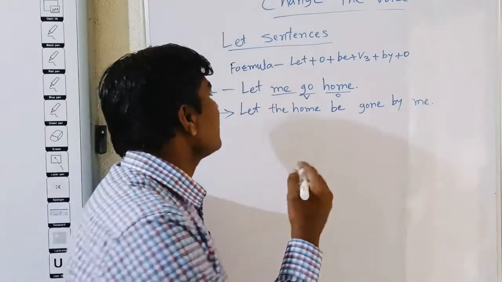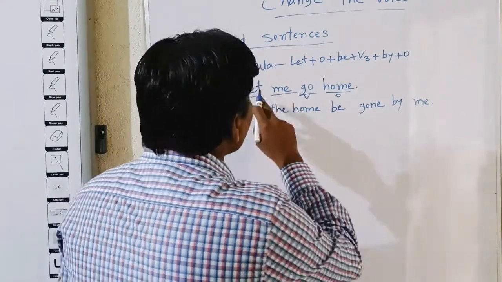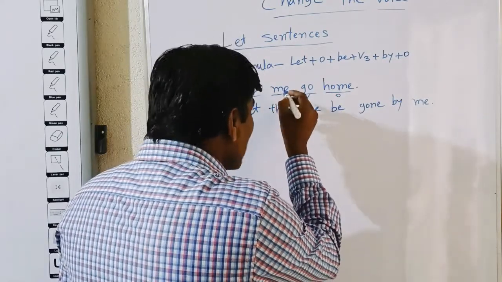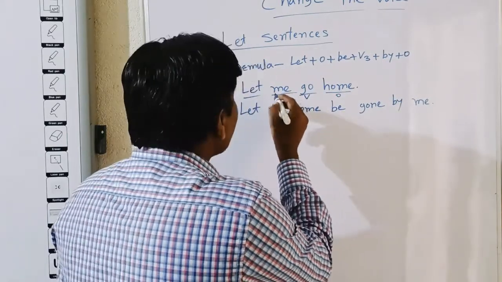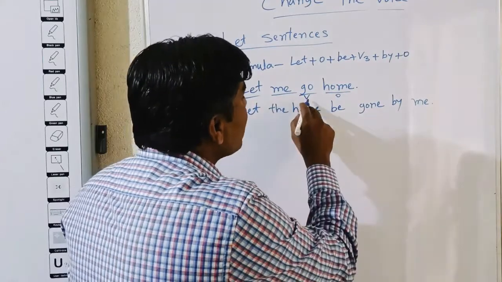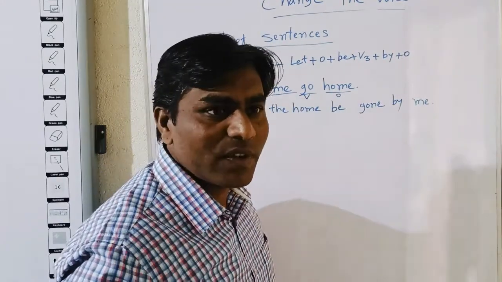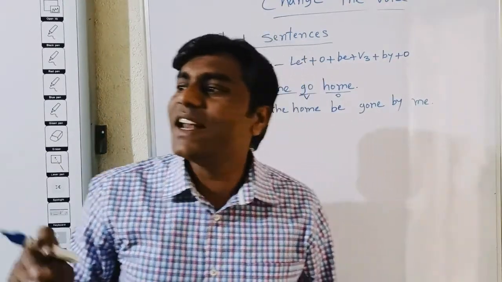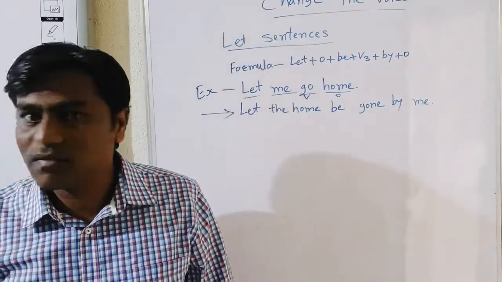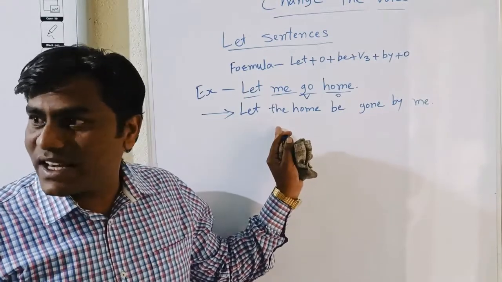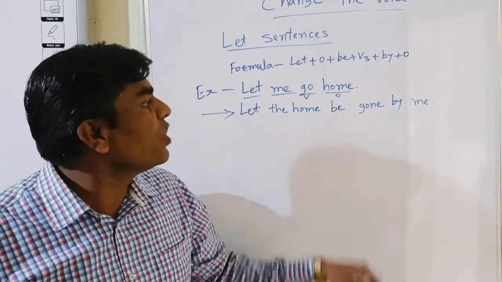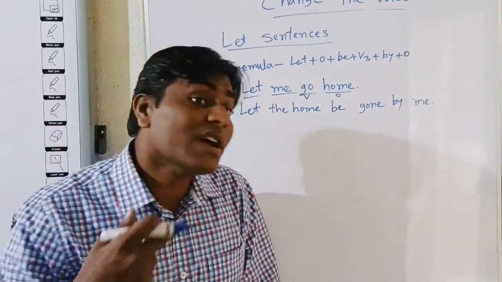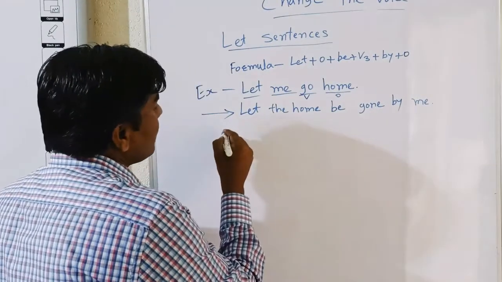Okay. If we see here the structure, then let plus it is object, as a type of subject, then verb and then object. Okay? So this type of structure is in let sentences. Now the passive voice is like this. Let the home be gone by me. Okay. Another sentence that we can write here.